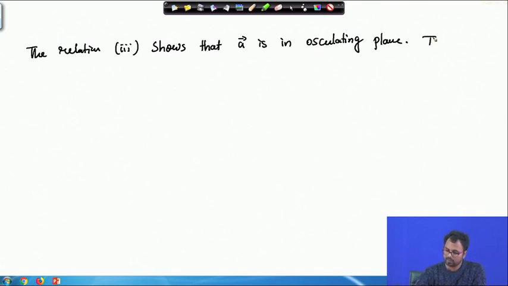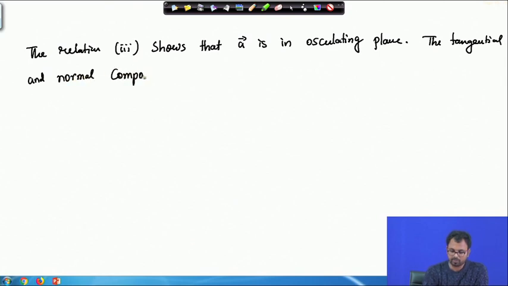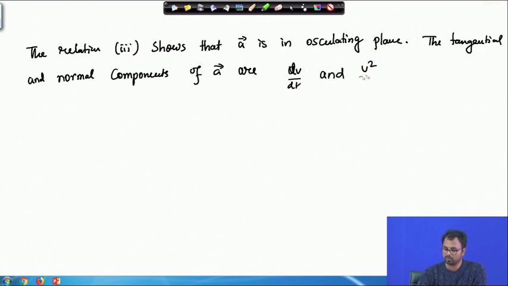and the tangential and normal components of acceleration are: the tangential component is dv/dt, where v is a scalar, and the normal component is v square by rho, where v is the speed and rho is the radius of curvature.